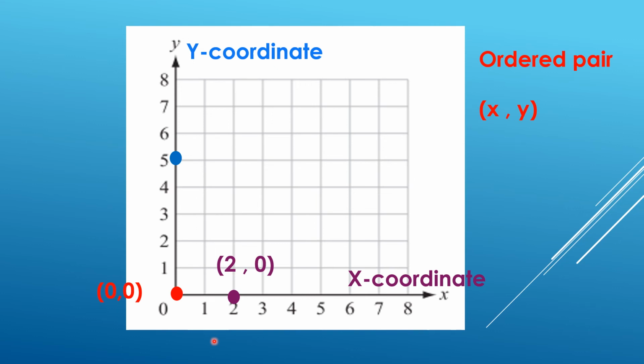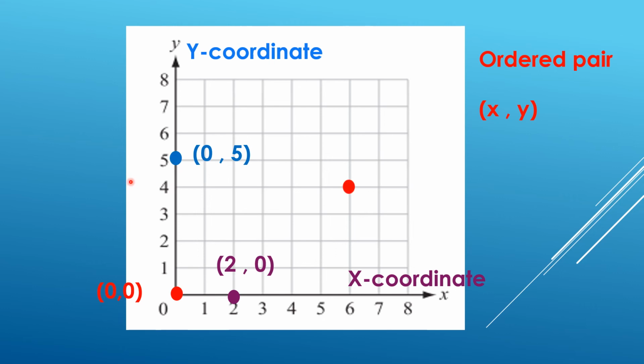What about a point on the y-axis? What about this point? For this point, the x coordinate is again 0, and then you go up 5 units to reach this point on the y-axis, and this ordered pair is 0, 5. Did you see the difference between a point on the x-axis and a point on the y-axis? Very good.